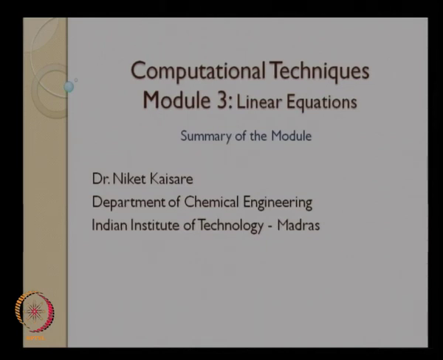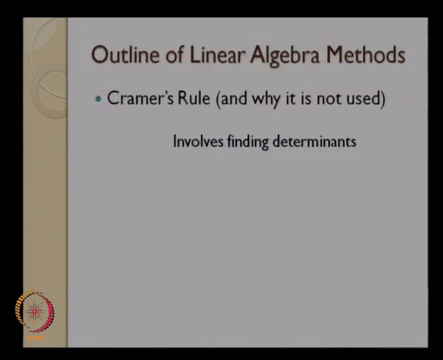In this particular module, that is module 3, we have primarily covered computational methods for solving linear equations of the type Ax = b. The first thing that we started off with was Cramer's rule. Cramer's rule involves finding determinants, and finding determinants is extremely computationally complex. As a result, Cramer's rule is not used beyond say 4 or 5 dimensional systems.